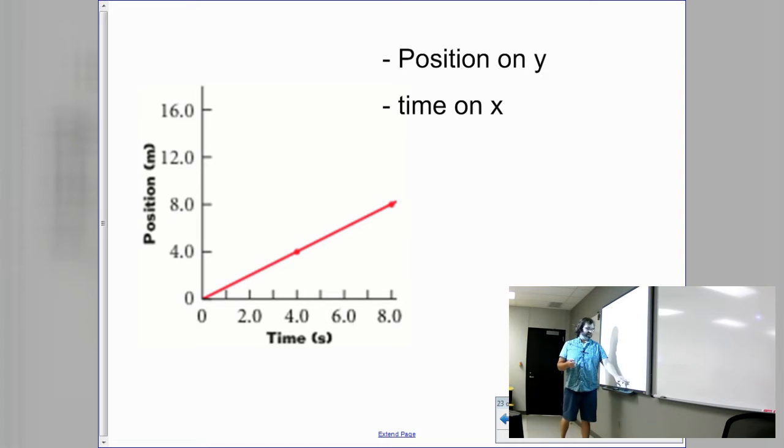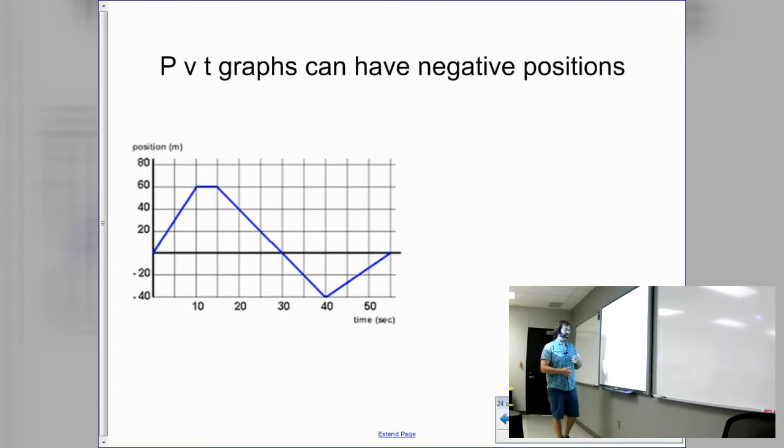Now, one thing to keep in mind is that a position time graph can have negative positions. We talked about that as far as distance and displacement go. If we're just talking about an object moving along a straight line, if they're moving to the right, we would say that's positive. If they're moving to the left, we would say that's negative. But that allows a position time graph to have those positive and negative values. It can move to the right, it can move to the left, it can move up, it can move down, and we would be able to study those on a graph.